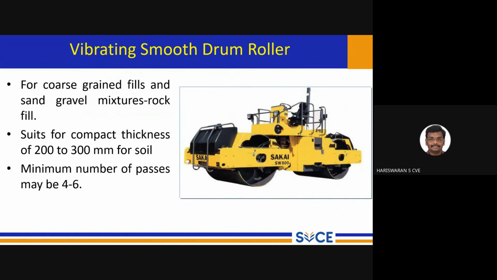Next type is called vibrating smooth drum roller. A drum roller having some eccentric weight. Because of the rotation of the eccentric weight, it creates some additional vibration. That additional vibration helps us to compact much better. The energy of compaction from this type of roller will be much higher, so the compaction expectation will be good. But the only thing is, this type of dynamic compaction is recommended only for coarse grain soil, not purely recommended for clay soils, right? We can achieve compaction of around 200 to 300 mm of soil.